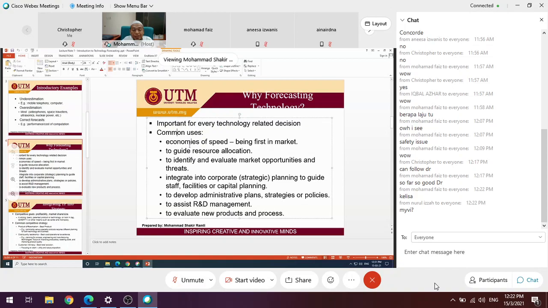Okay, economies of speed. Being first in the market, as I did mention just now, or market introduction, or being early in the market. Being first in the market, this is all the marketing concept. For example, like what we have in the Malaysia market, Colgate, Maggi. During my childhood, Colgate actually belonged to a British company. So Colgate Malaysia had a license to produce and market Colgate products in Malaysia.